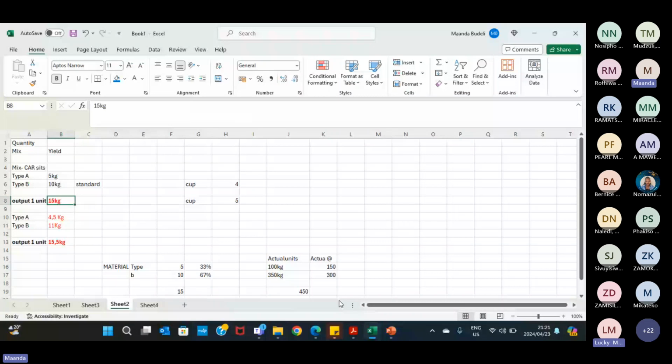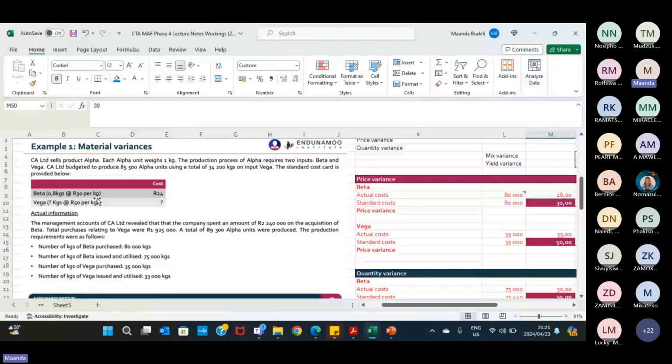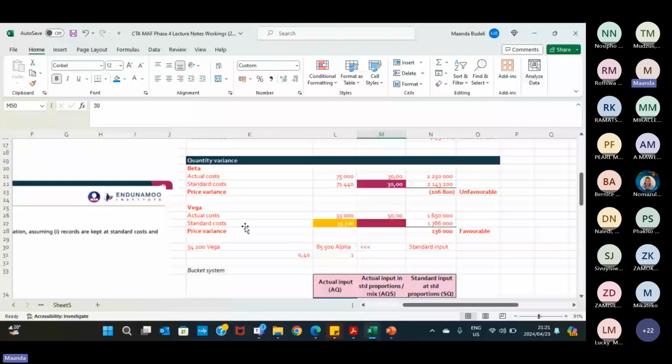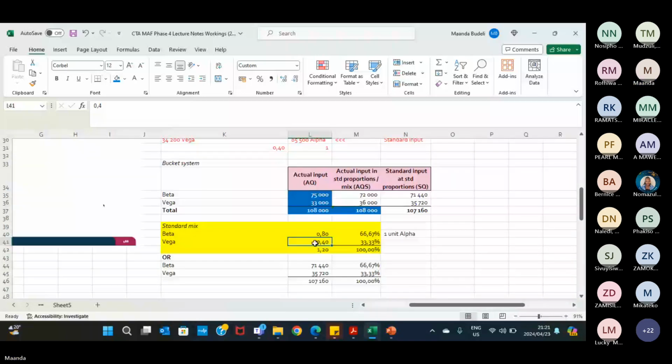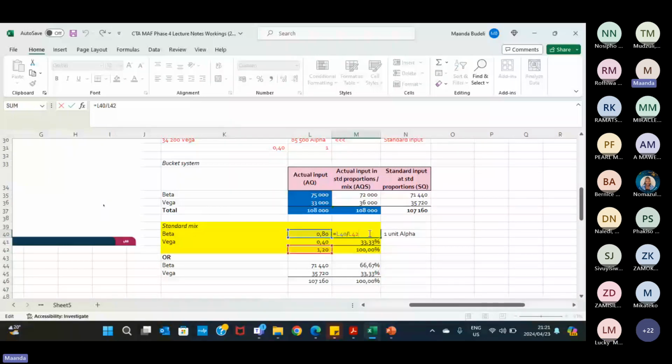So if we go back to the example, we need 0.8 kg to make one alpha, and we need 0.4 to make one alpha. So you can say, okay, that's my standard. Then I can take the 0.4 and the 0.8, get the 1.2, and then do my proportions. Okay, now I understand. I follow. Any other question? No other question.